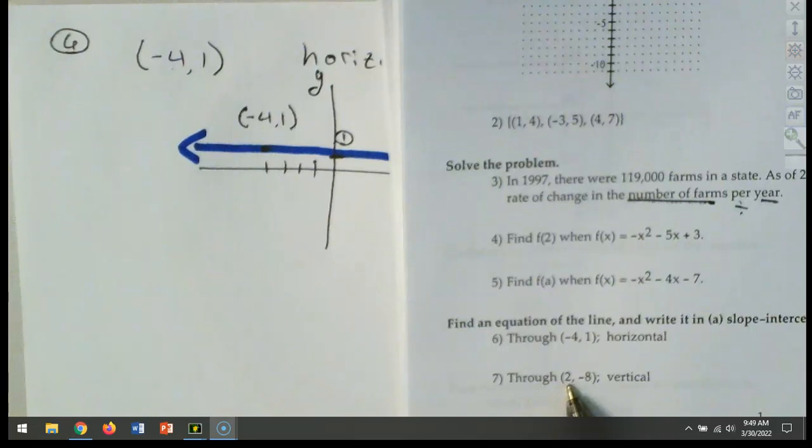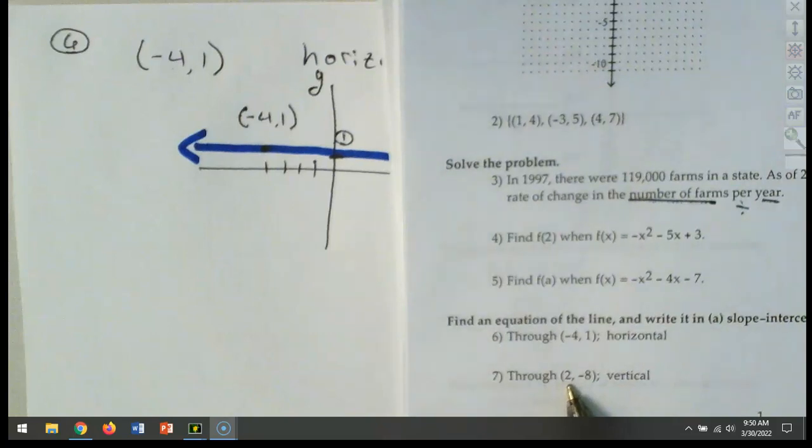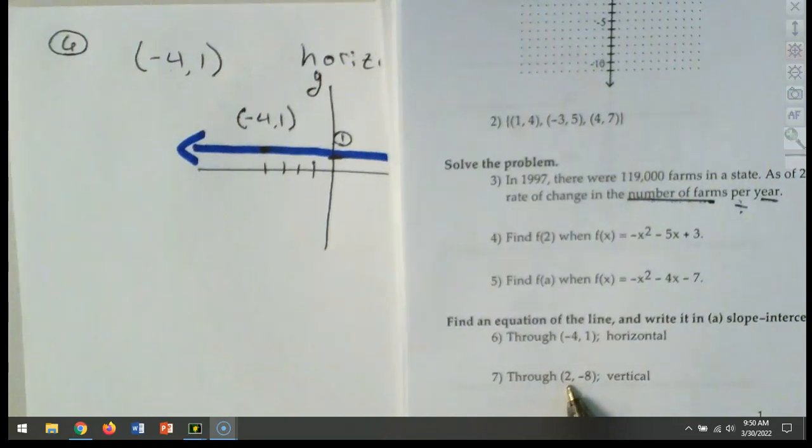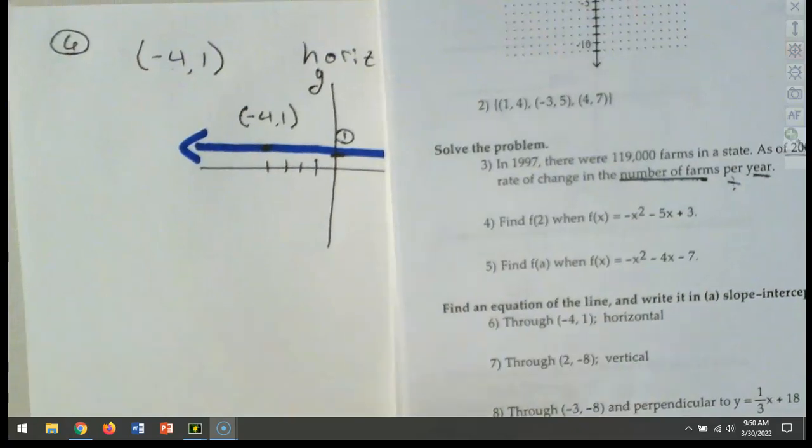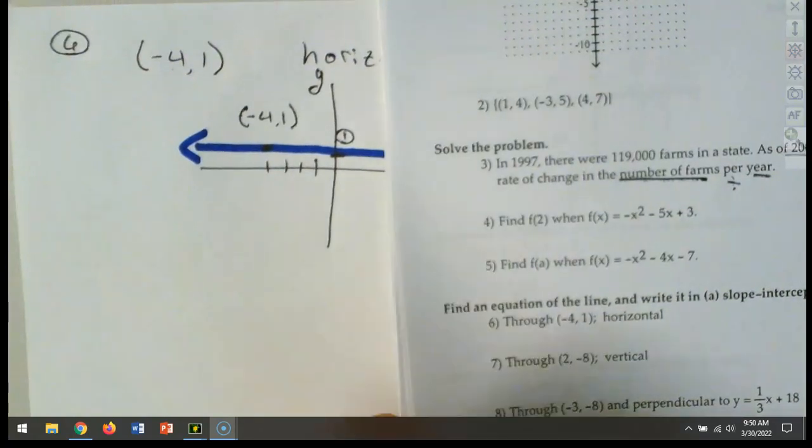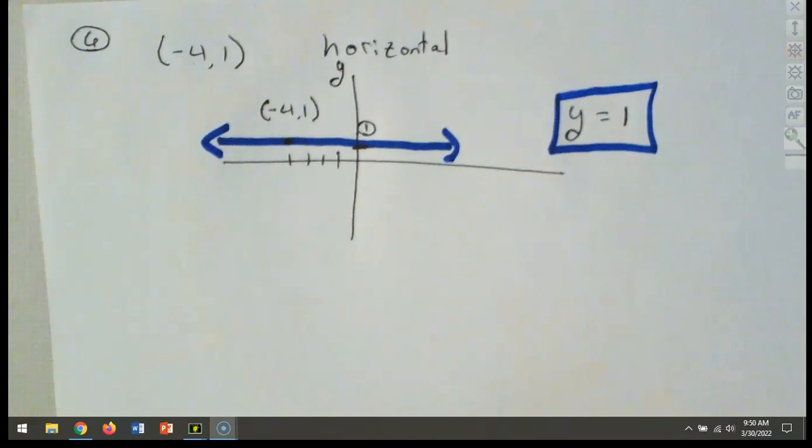If you want to put down that it doesn't go into slope-intercept form, that's fine. But as long as you just write down x equals 2, that's all I really care about, is making sure that you understand that vertical lines are x lines because they cross the x-axis. Horizontal lines are y lines because they cross the y-axis.